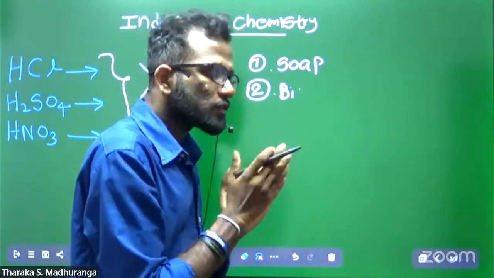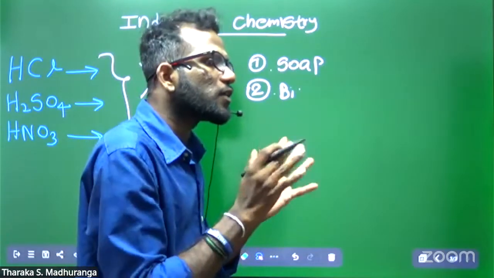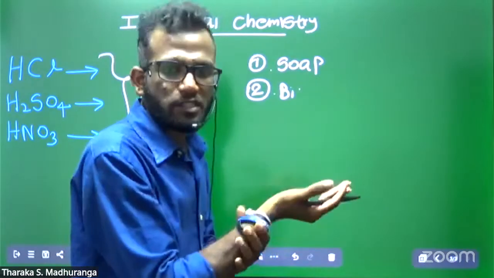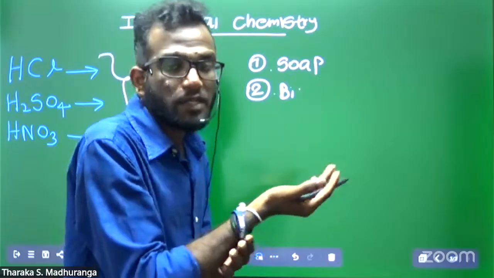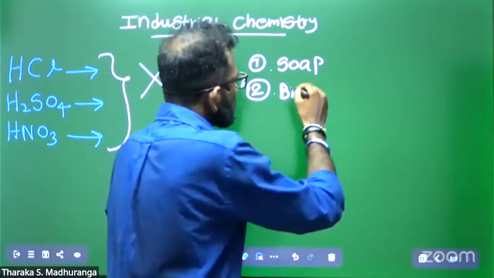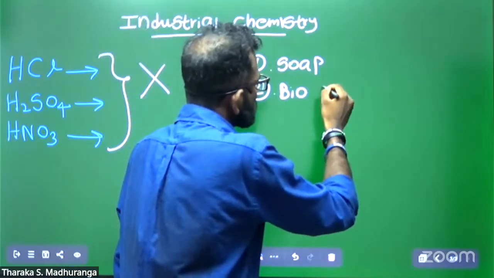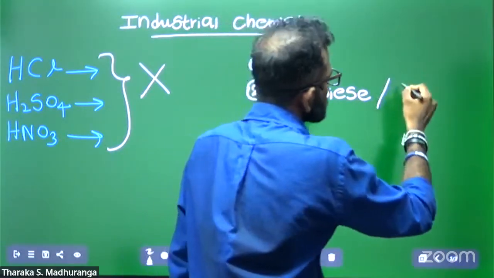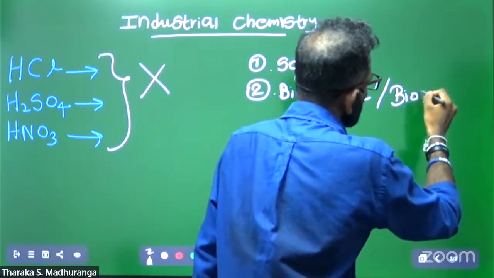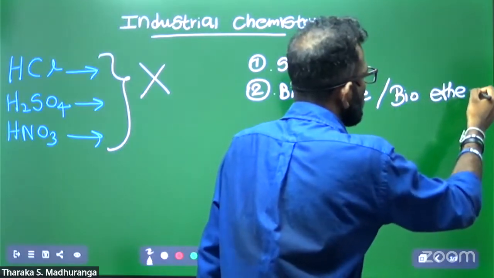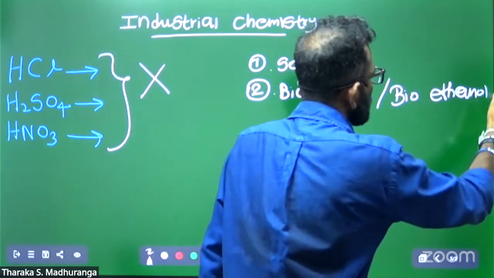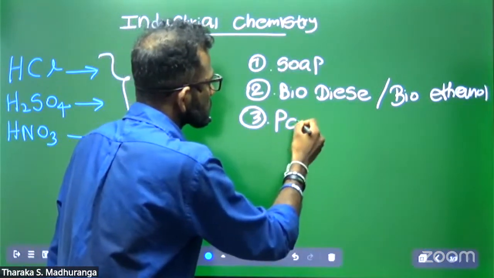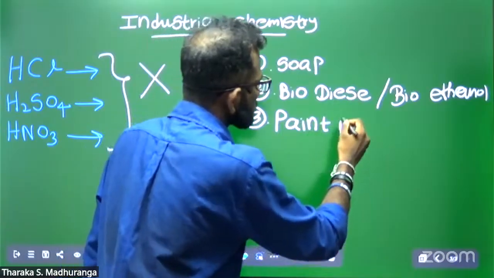Therefore, first of all, we need to complete our basic part. Then we can go for the very interesting part, the chemical industry production part. Okay, the second one is biodiesel, and here we discuss bioethanol as well. Biofuel mainly, bioethanol. The third one we discuss is paint production.